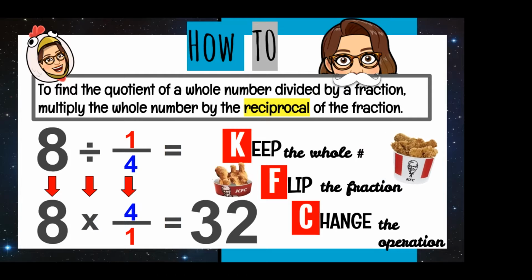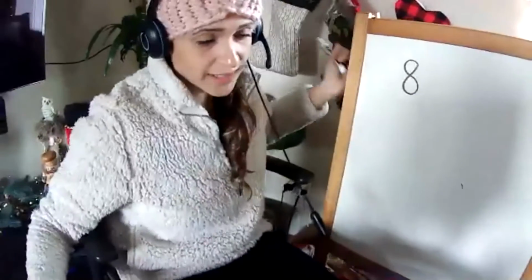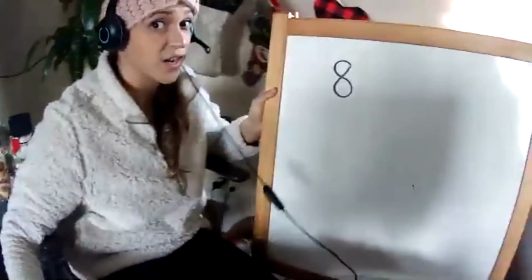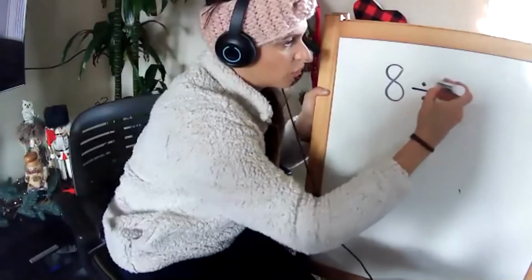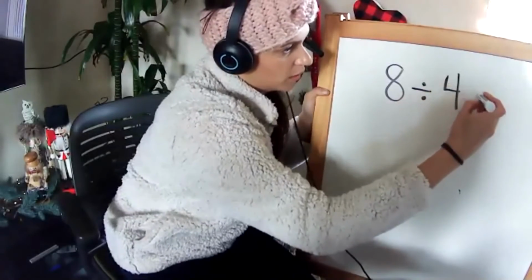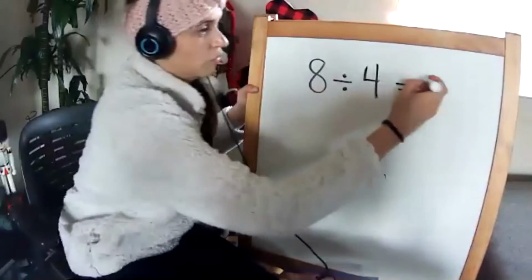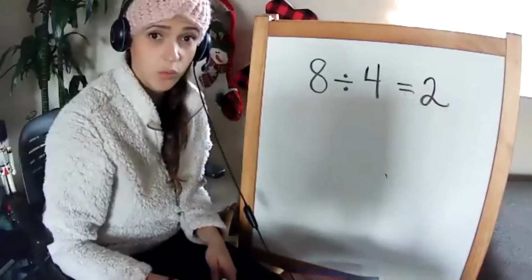So I'm going to show you again why I need to change it to multiplication. Look at my board. Hopefully you can see everything. Let's say I had a regular good old-fashioned division problem that I know by heart. And I hope you know this. I know 8 divided by 4 equals 2. Excuse me, 8 divided by 4 equals 2. We know that by heart.